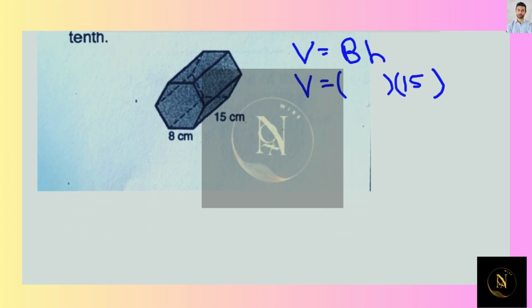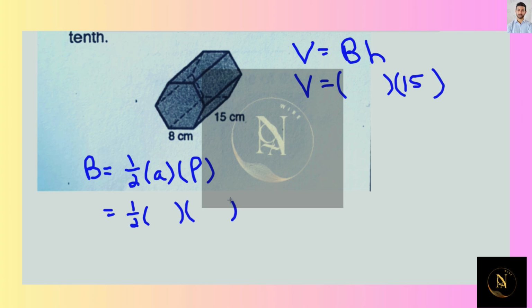So the base is a regular hexagon, and the formula for the area of a regular polygon is 1/2 times the apothem times the perimeter. The perimeter, if the base is this hexagon, it's got 6 sides, each of them are 8. 6 times 8 is a perimeter of 48.